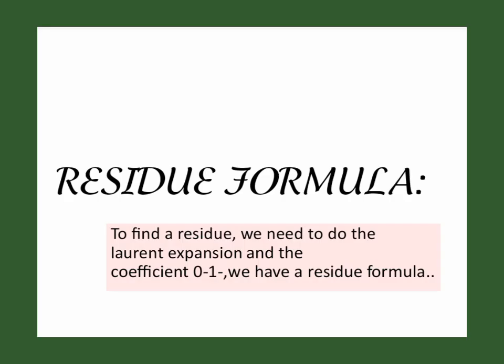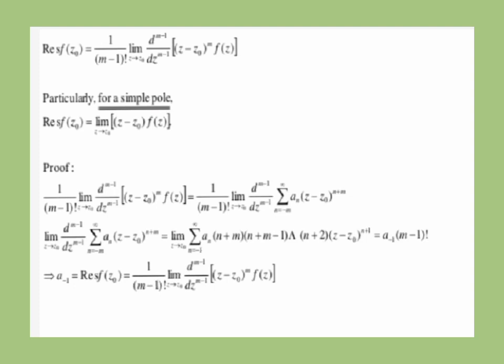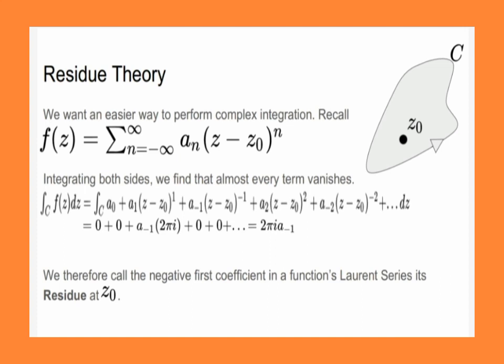Residue formula. To find a residue, we need to do the Laurent expansion and take the coefficient a minus 1. We have a residue formula further. Here a minus 1 is equal to the residue of f of z0, which is 1 over (m minus 1) factorial times the limit of d to the m minus 1 over dz to the m minus 1. It shows that f of z is equal to the summation from n equals minus infinity to infinity of a_n (z minus z0) to the power n. It shows the residue at z0.